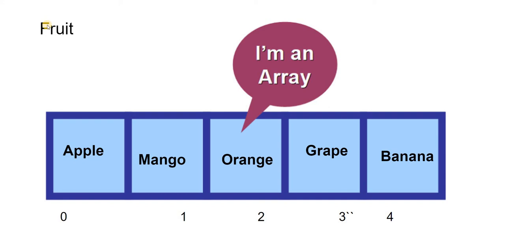In this video, we're going to see about JavaScript arrays. So, this is an array: apple 0, mango 1, orange 2, grapes 3, banana 4, like this. I'm going to explain it in detail in this video.